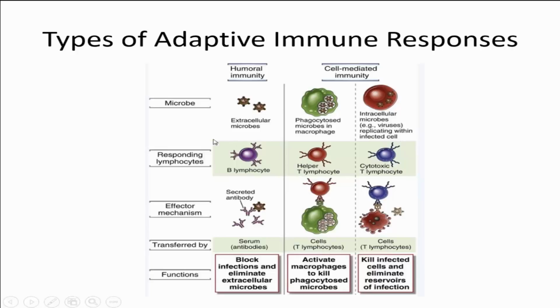And so what happens for the extracellular microbes is the B lymphocyte is the responding lymphocyte, with its effector mechanism of antibody, compared to, say, a phagocytosed microbe where the helper T cells are the responding lymphocytes. And what they do is release cytokines to activate the macrophages to do the killing. Versus here, the antibodies are going to just block the infection by neutralization or ask for help from some of these cells. And then if it's an intracellular virus, for example, the responding lymphocyte is the cytotoxic T cell. It's going to cause cytotoxicity, so that's the effector mechanism, and it's going to kill the infected cell using the cytotoxic T cell mechanism.